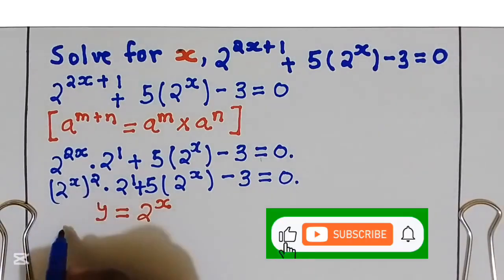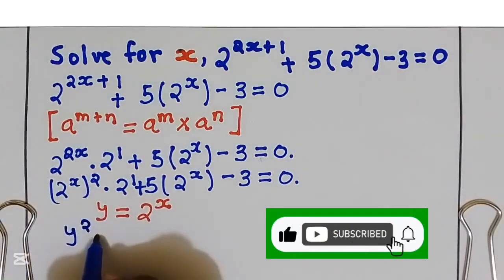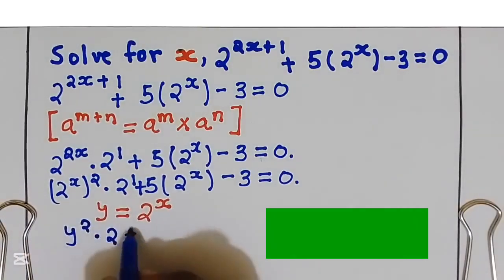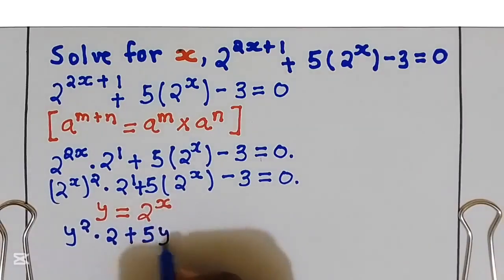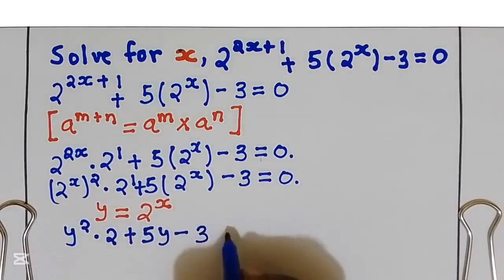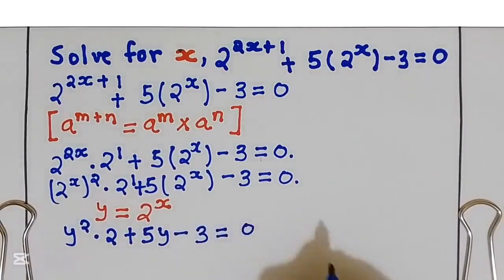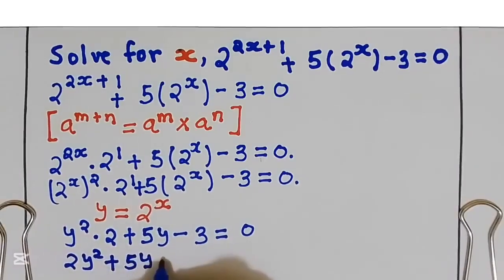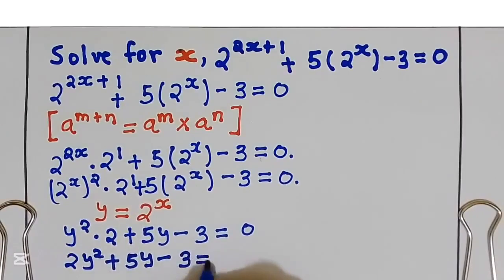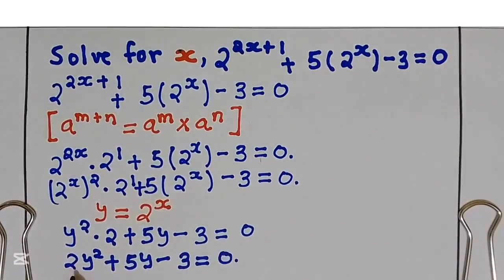y^2 multiplied by 2 plus 5 multiplied by y minus 3, this is equal to 0. That is 2y^2 + 5y - 3 = 0. Let us factorize 2y^2 + 5y - 3 = 0.